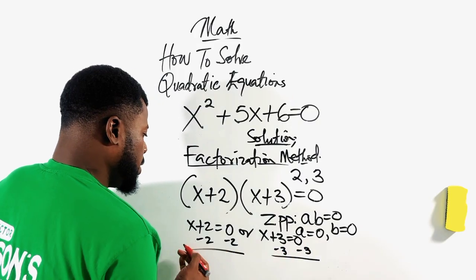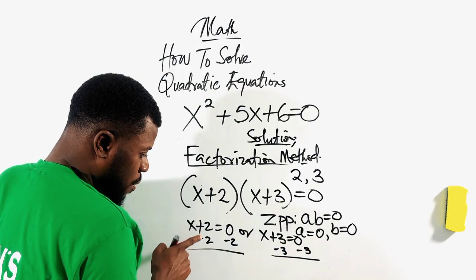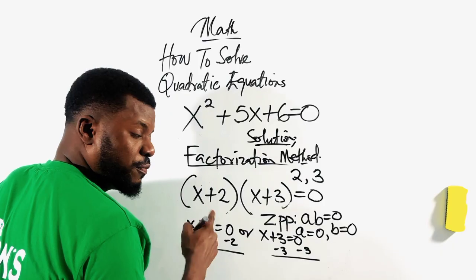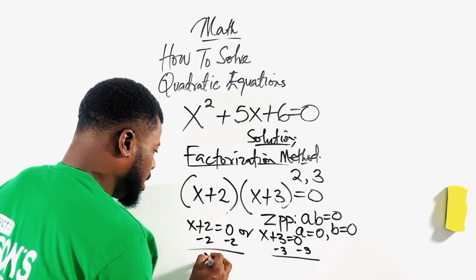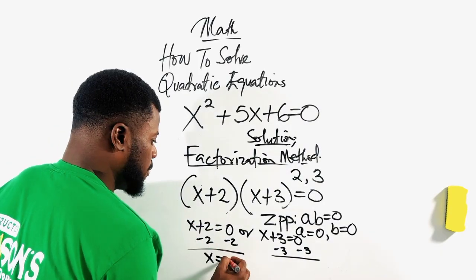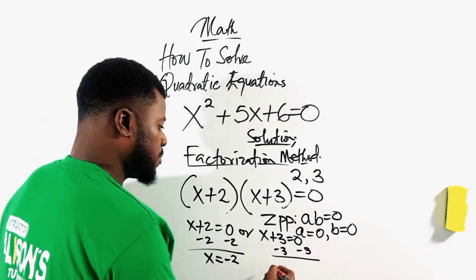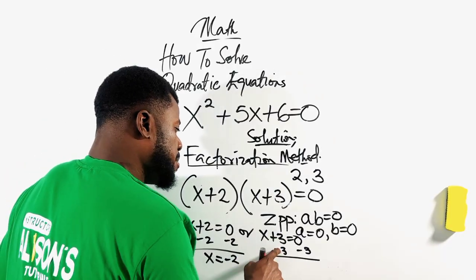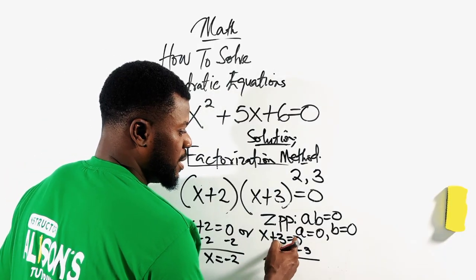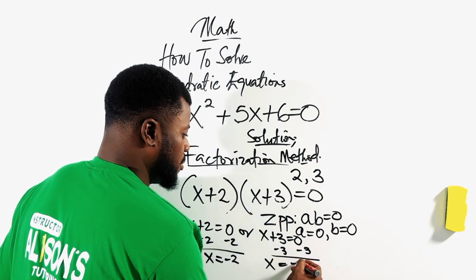So you see say if you subtract 2, like 2 minus 2 will give you 0. Wetin go remain here na x. X now will be equal to 0 minus 2 will give you minus 2. Here too, 3 minus 3 will give you 0. Wetin go remain here na x, equal to 0 minus 3 will give you minus 3.